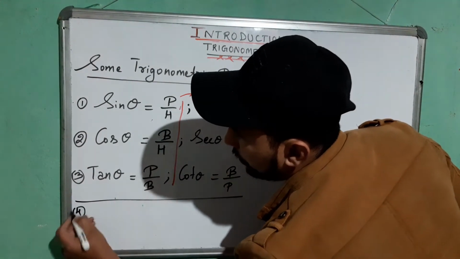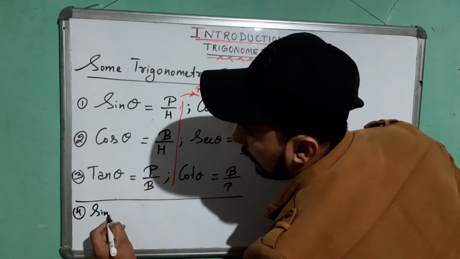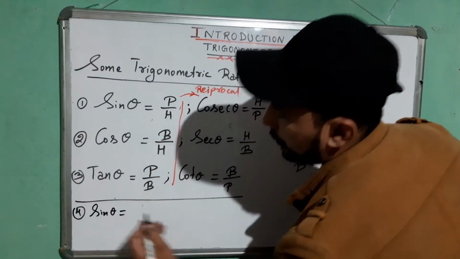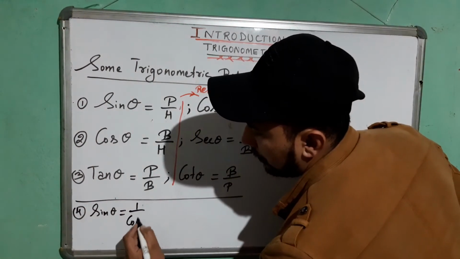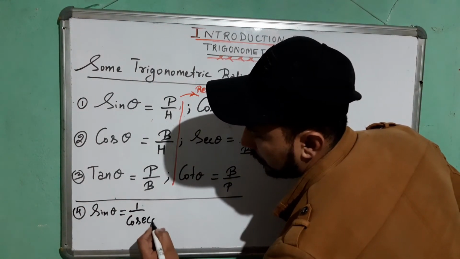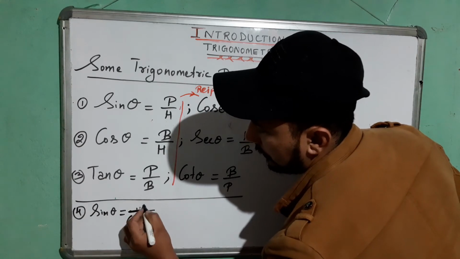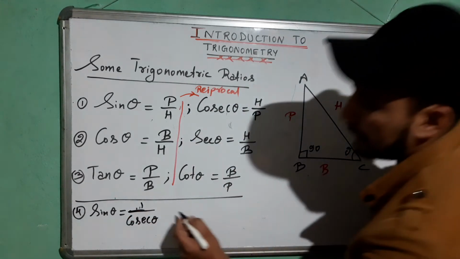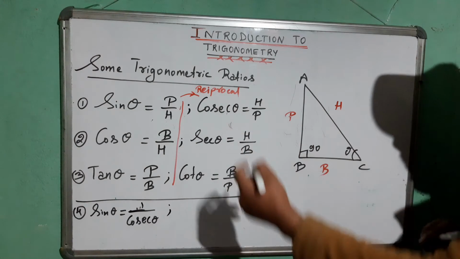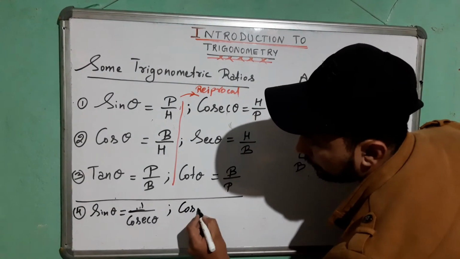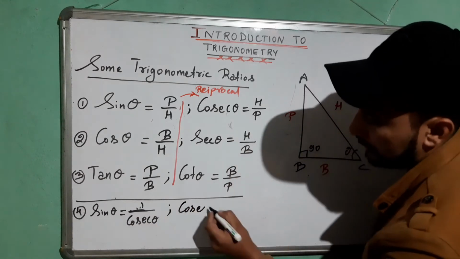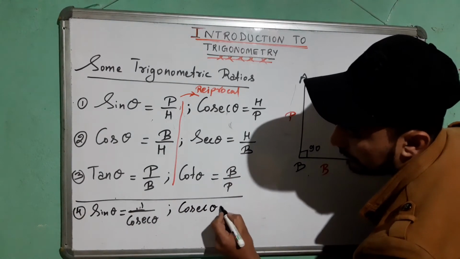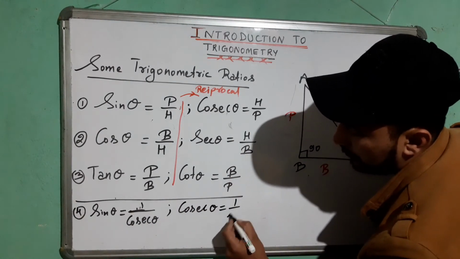Number 4, sin theta is equal to the reciprocal of cosec theta, 1 by cosec theta. You can express it like this. Okay, and cosec theta becomes the reciprocal of sin theta. When this goes here, it comes down, cross multiplication, so cosec theta is 1 upon sin theta.